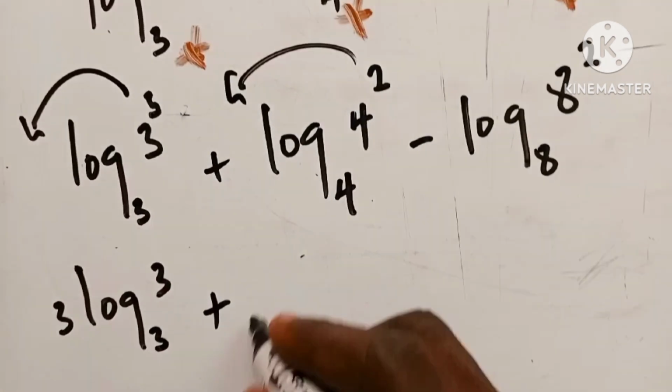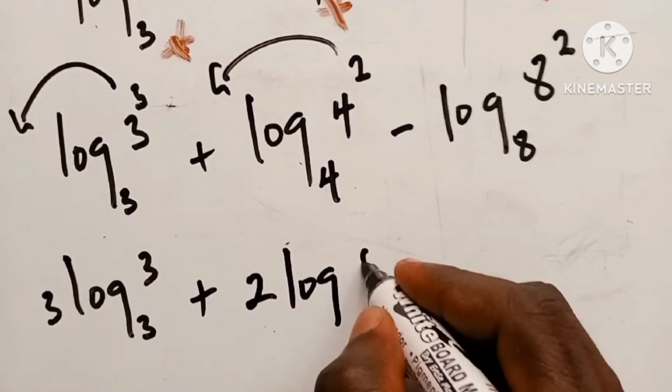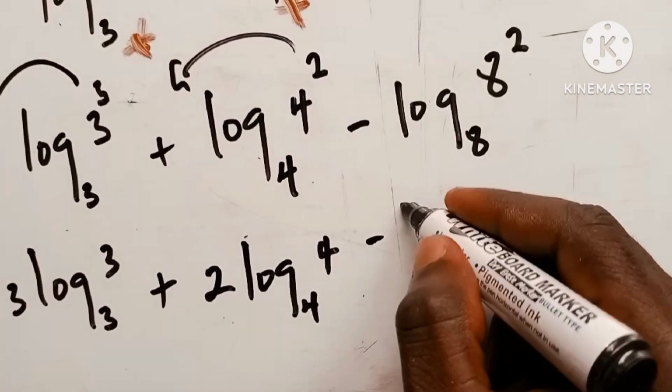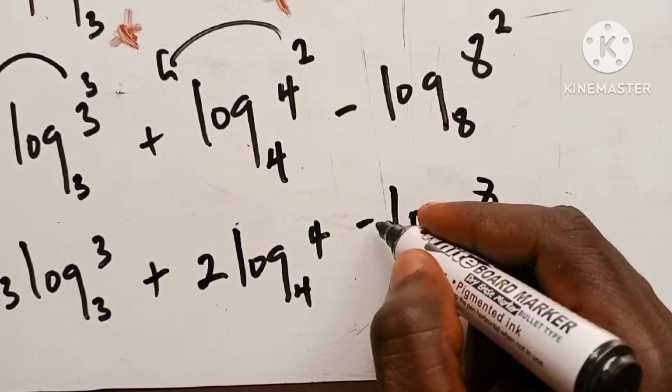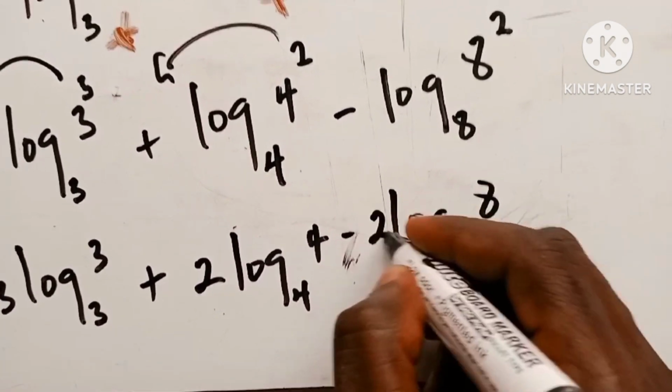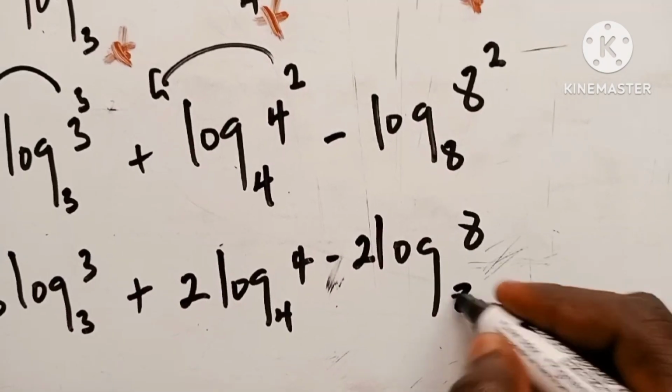This guy also goes down. That should be 2 log of 4 base 4, and then minus 2 here, right? So minus 2. Obviously this guy goes down, log of 8.